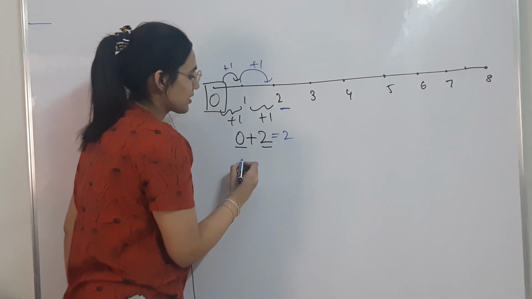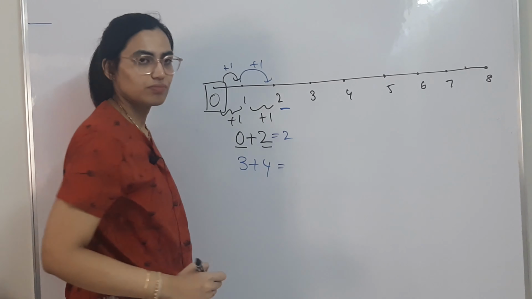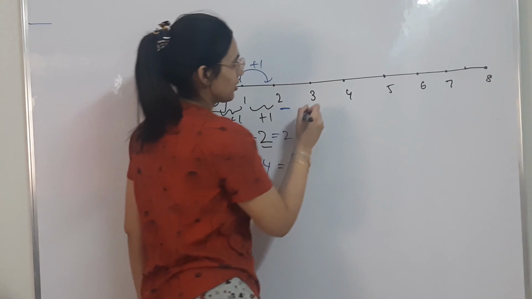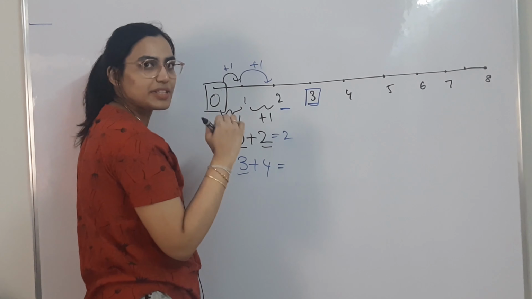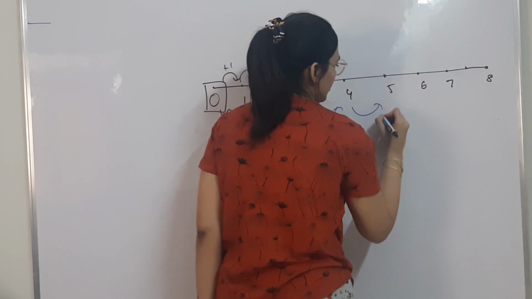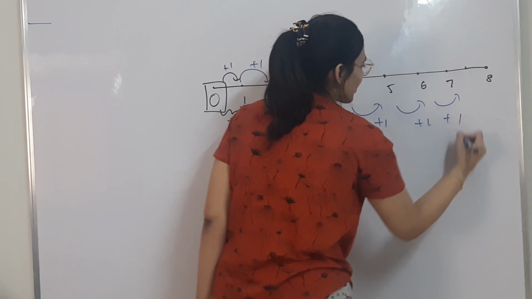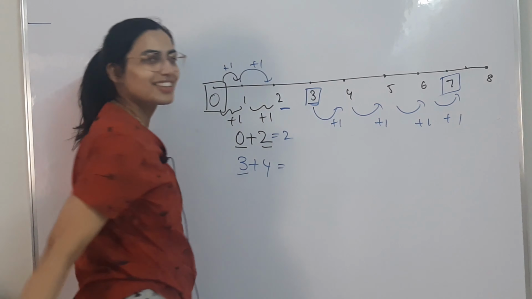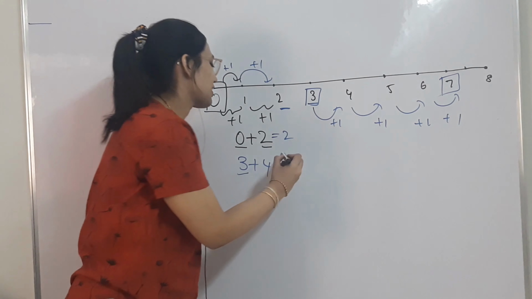Okay, now let's take a bit bigger number in terms of this number line. 3 plus 4. How do you do 3 plus 4? What is the smallest number? 3. Take the smallest number and go on adding 4 times. That is 4 different units. Plus 1, plus 1, plus 1, plus 1. So here, where did we land? 7. So we landed at 7. That means 3 plus 4 is nothing but 7.